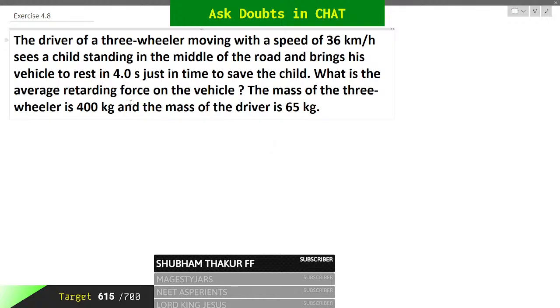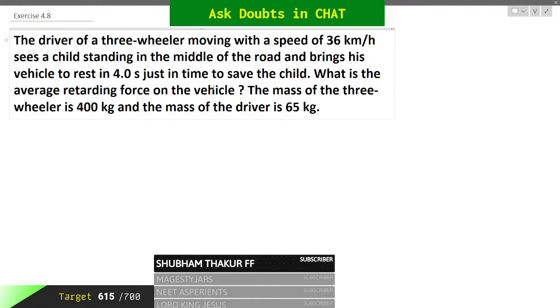So here we have a different scenario. The mass of the vehicle plus driver is given, that is 400 plus 65 kg, and since the driver is inside the three-wheeler, when it applies brakes, both masses will be taken into account. The initial speed of the vehicle is 36 km per hour and it has to stop in 4 seconds. So we have to find the retarding force, and mass is given. So we just need the retarding acceleration, because force is mass times acceleration.